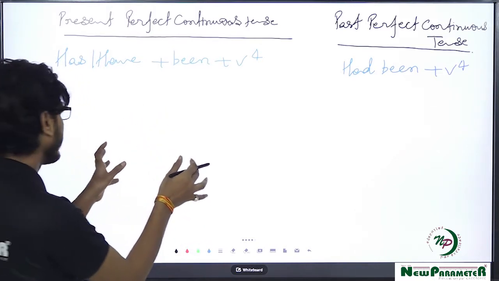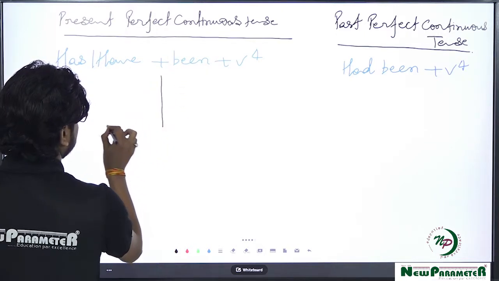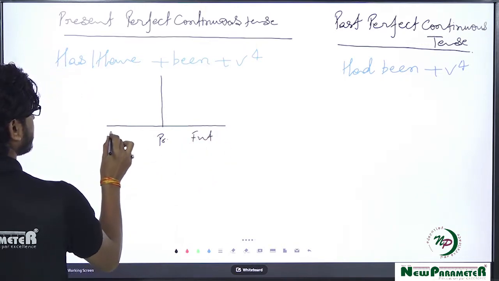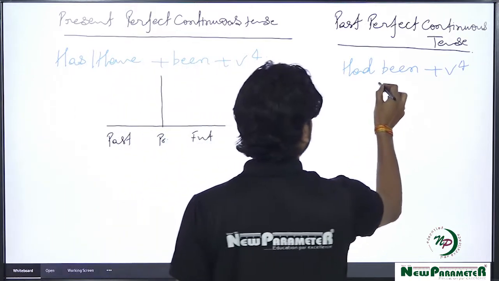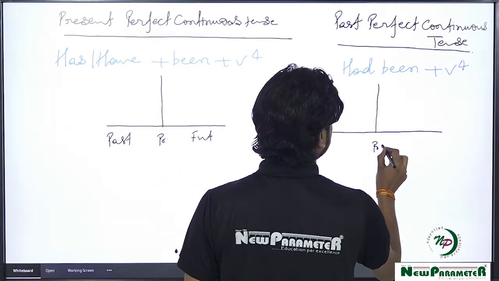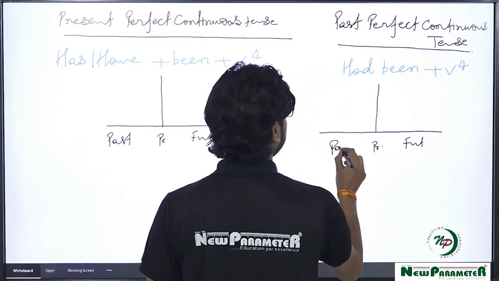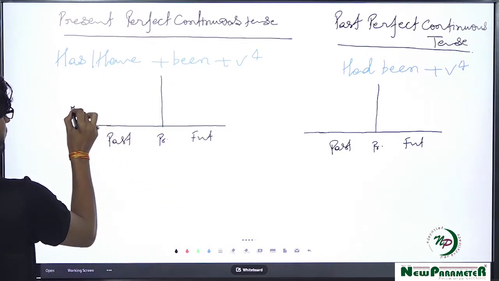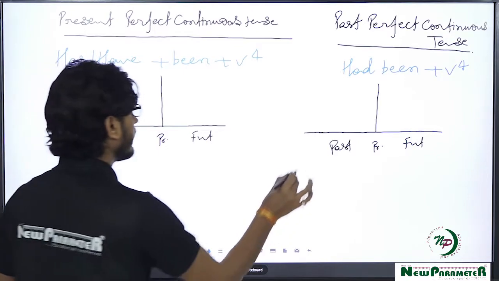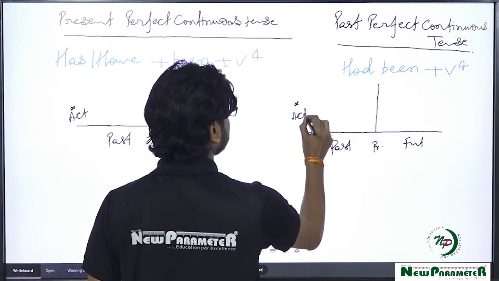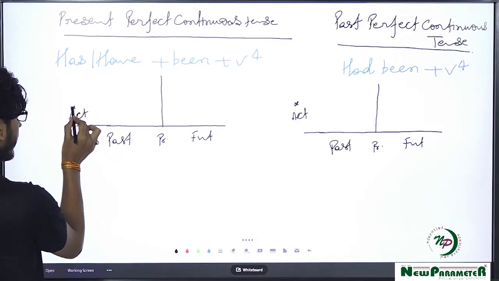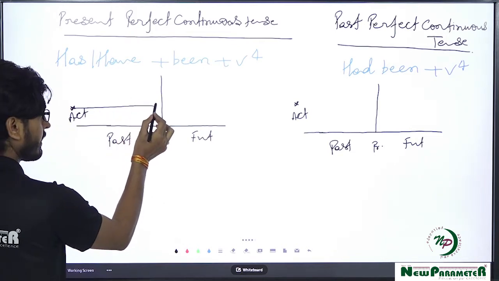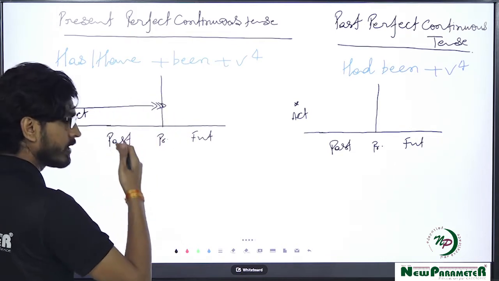I'm just drawing a graph. This is present, this is future, and this is past. Here also, this is present, this is future, and this is past. See, an action was done in the past. Here again, an action was done in the past. This action continued for some time in the past. Action was started, continued for some time in the past, and at present it is still continuing.